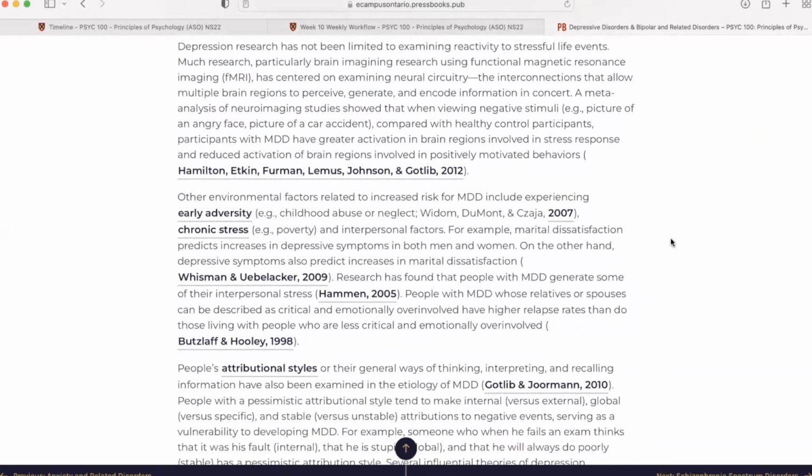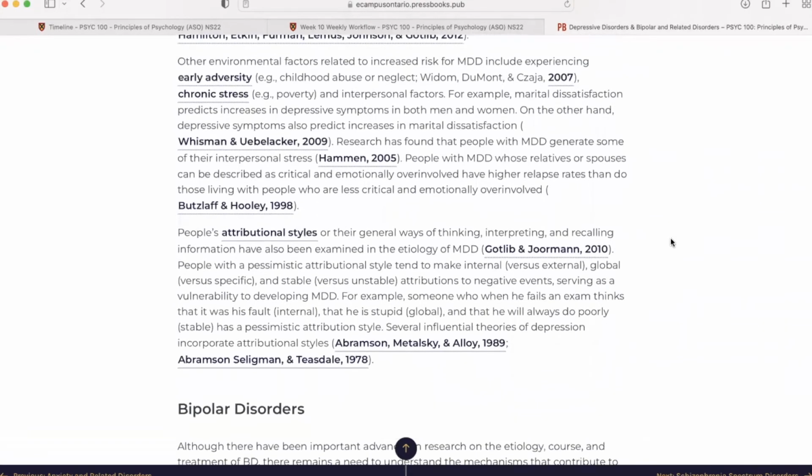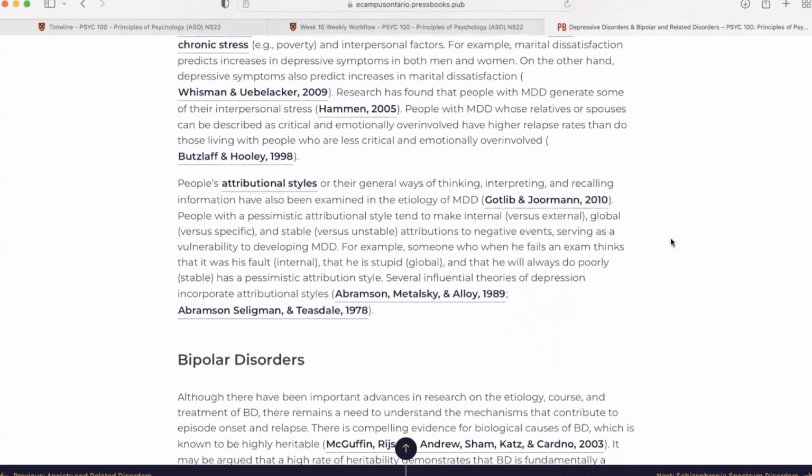Other environmental factors related to increased risk for MDD include experiencing early adversity, for example, childhood abuse or neglect, chronic stress, for example, poverty, and interpersonal factors. For example, marital dissatisfaction predicts increases in depressive symptoms in both men and women. On the other hand, depressive symptoms also predict increases in marital dissatisfaction. Research has found that people with MDD generate some of their interpersonal stress. People with MDD whose relatives or spouses can be described as critical and emotionally over-involved have higher relapse rates than do those living with people who are less critical and emotionally over-involved.